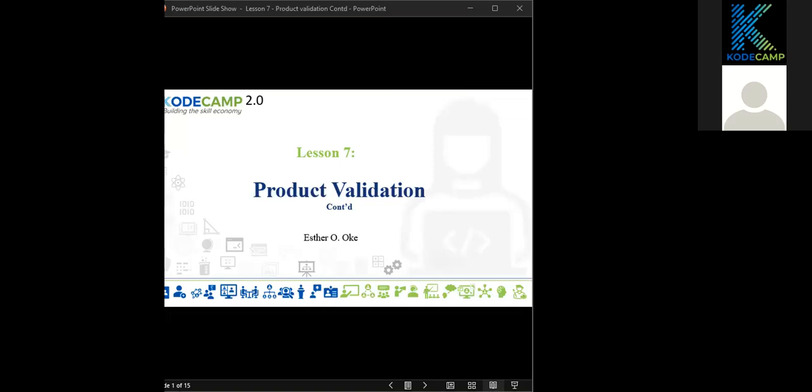Last class we spoke on product validation, first product validation, and spoke more on user pain points and assumption mapping. There was an assignment I gave out, but I withdrew it because I thought we needed a worked example in class to be able to do that assignment. That's different from the second assignment; it's the third assignment I gave last class.